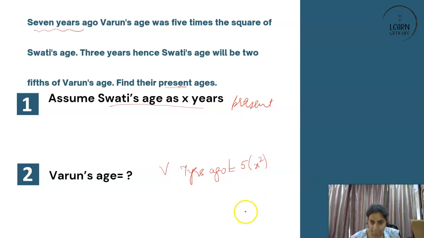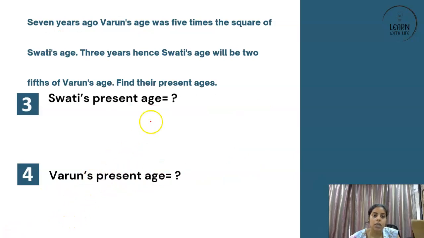So I'll tell you again. Varun's age, we don't know. We will have to take it out with respect to Swati's age. Varun's age 7 years ago was equal to 5 multiplied by the square of Swati's age, means x square. Got it? Right? So if I have to talk about the present age of Swati, what is it?